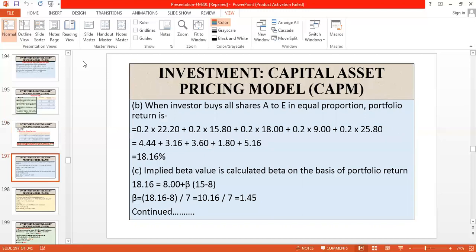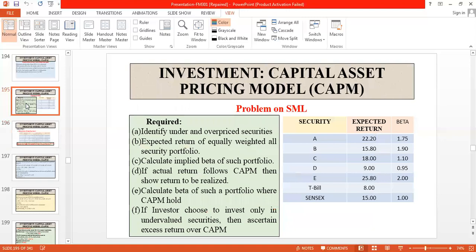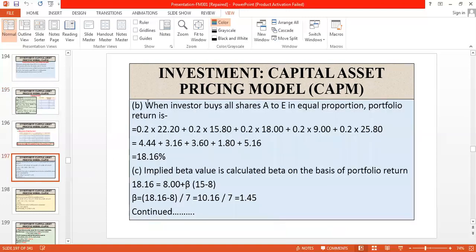Now, second point. The second question in our problem was the expected return of an equally weighted portfolio of all securities. That means if we develop a portfolio where all these five securities are mixed in equal proportion, then you have to calculate the expected return of that portfolio. This is shown in point B.